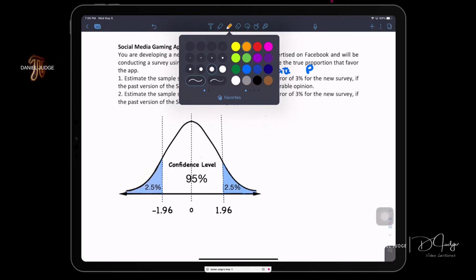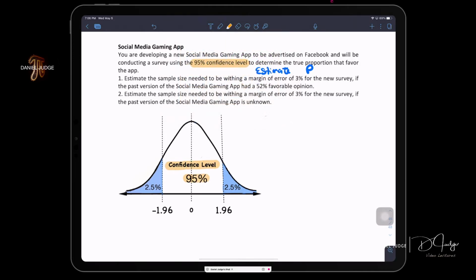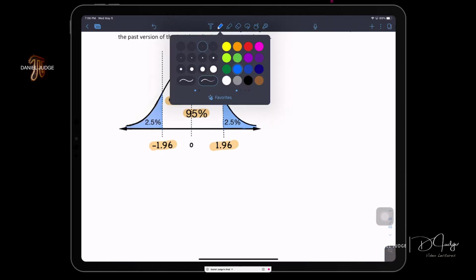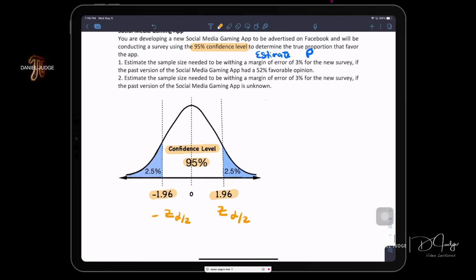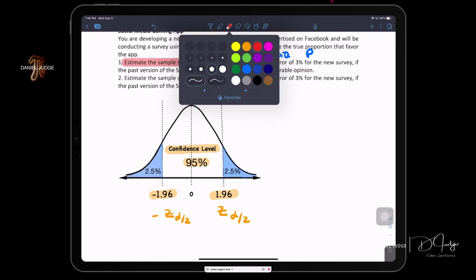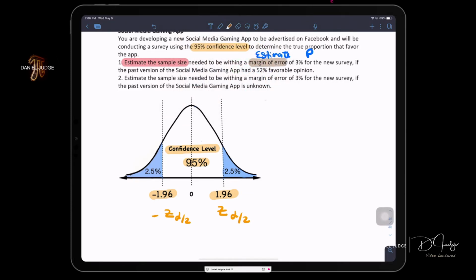So again, it's the estimated proportion. 95% confidence level, if you guys remember, those Z alpha over 2 values for 95%. This is Z alpha over 2 and minus Z alpha over 2 for 95%. We're going to use that. And so they're going to say again, estimate the sample size needed, estimate N, this time to be within a margin of error of 3%. And sometimes they say plus or minus 3%, as you guys can see, for a new study.